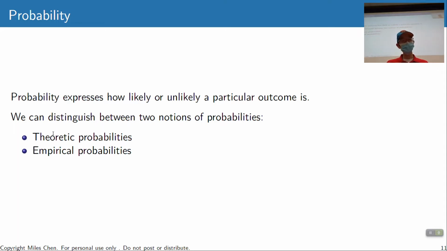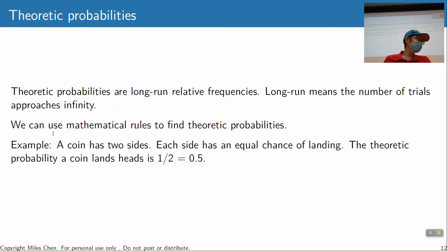Probability expresses how likely or unlikely an outcome is going to be. And I want to just distinguish between two notions of probability, the theoretic probability and the empirical probability. Today's lecture is going to focus mostly on theoretic probabilities, but let me talk about empirical probabilities too.